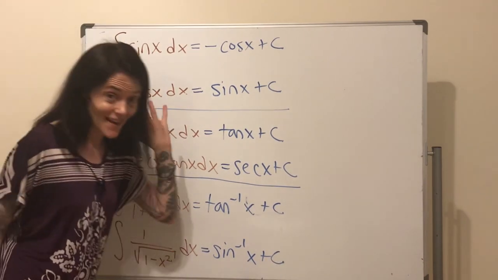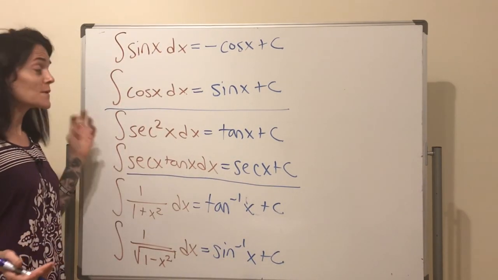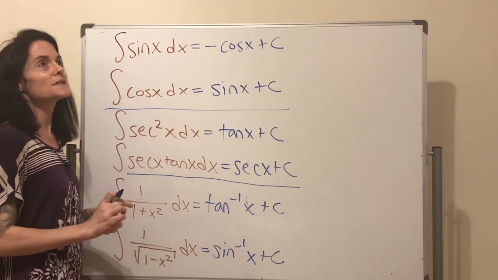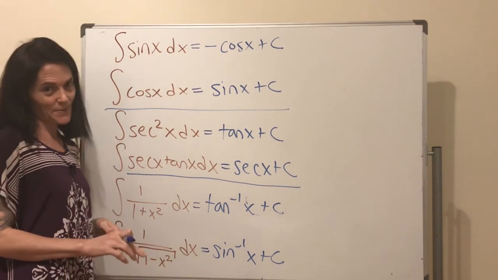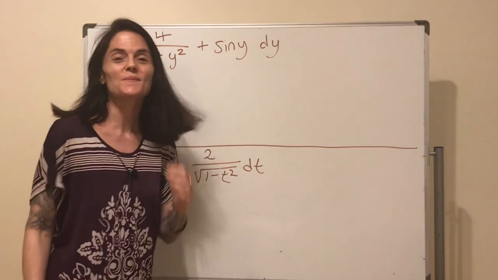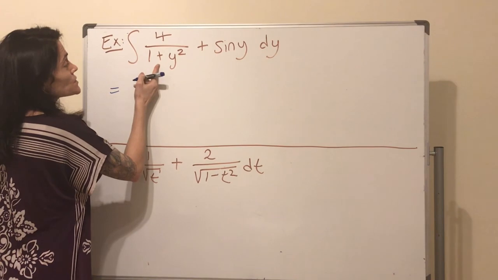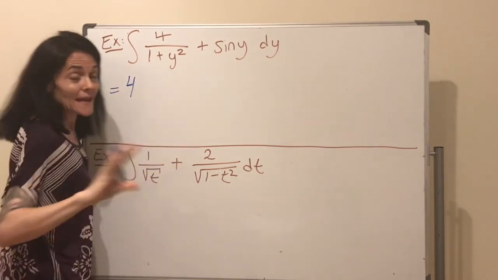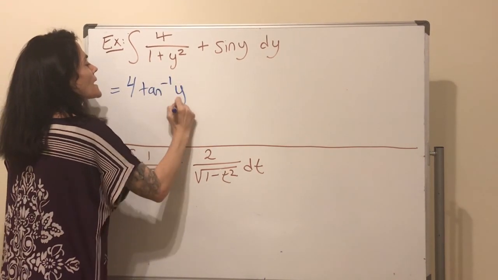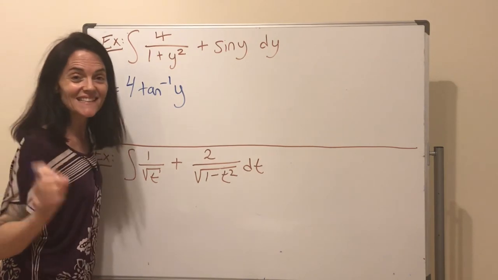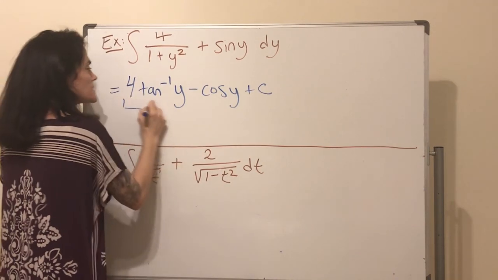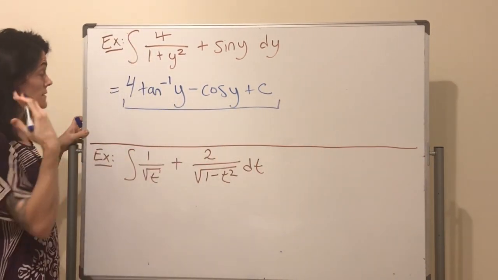So these are 6 antiderivatives or indefinite integrals that I always remember because I know their corresponding derivative rules. Now let's do some more examples. In the first problem, we see a sum of 2 terms. The first term is 4 times an antiderivative for 1 over 1 plus y squared, which is the tan inverse of y. And then here, when we integrate sine, we get negative cosine plus c. So this is the answer for the first problem.